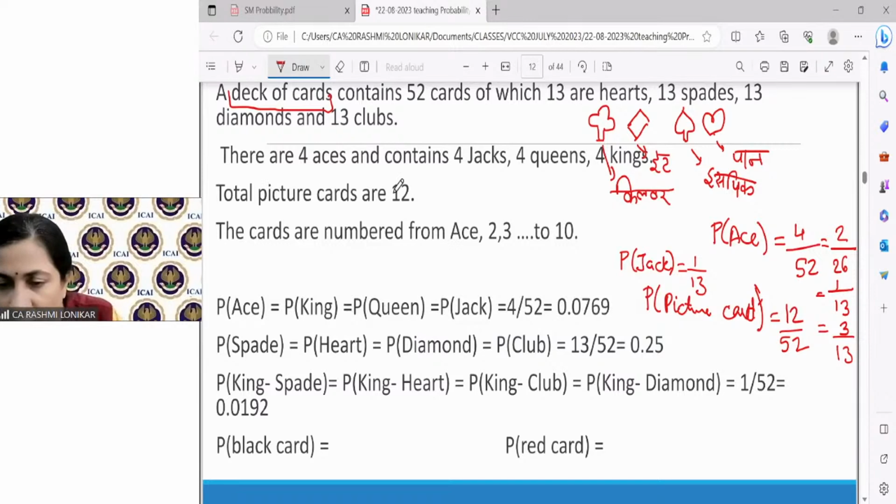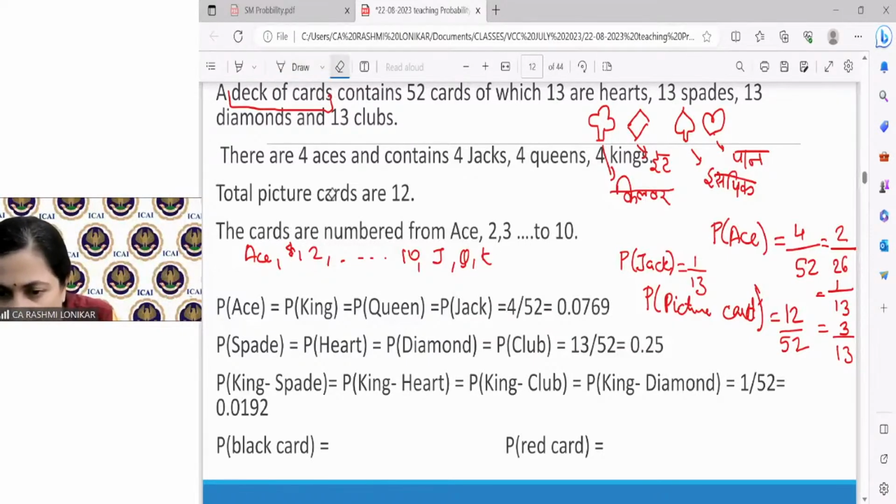Now the total cards for each type will be ace, 2, up to where? Up to 10, the numbered cards. Then I'll have a jack, a queen, and a king. Not 1 again: ace, then 2 to 10. You will not have 1 again, because 1 is represented by ace. So 1, 2 to 10, that is 9 plus 1, 10, then 11, 12, 13. So there are 13 cards for each type.